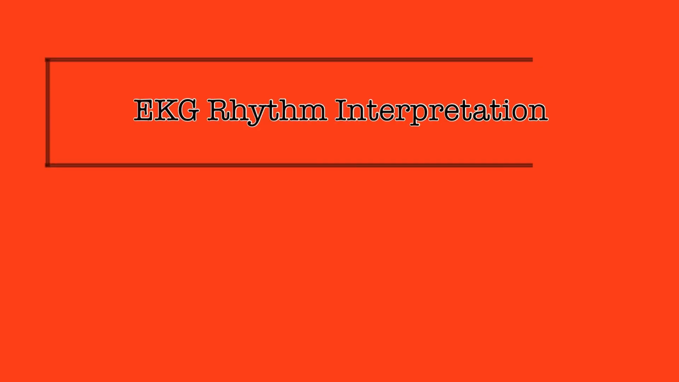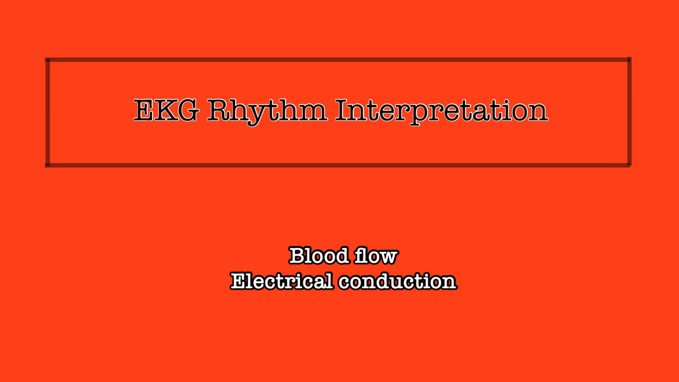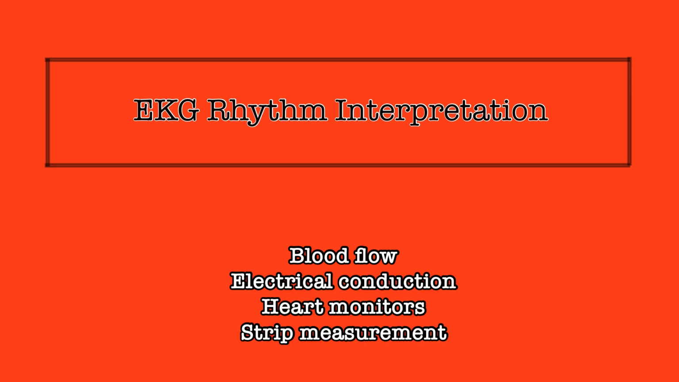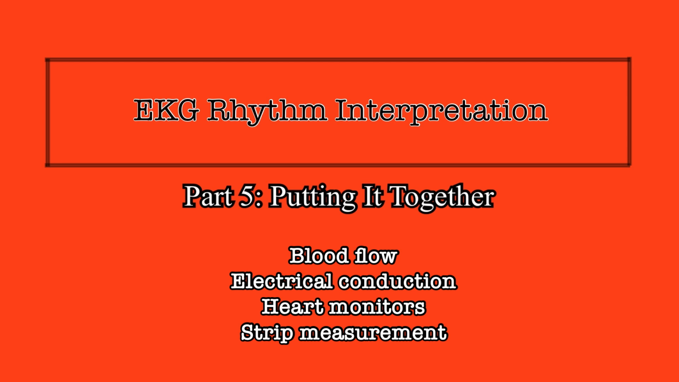In parts 1 through 4 of this series, we examined blood flow through the chambers of the heart, electrical conduction in the heart, setting up a heart monitor to get a visual of the rhythm, and breaking down the strip paper and how to use that to measure aspects of a rhythm. That all lays out a necessary foundation for you to be able to look at a strip and understand how different arrhythmias will affect your patients.